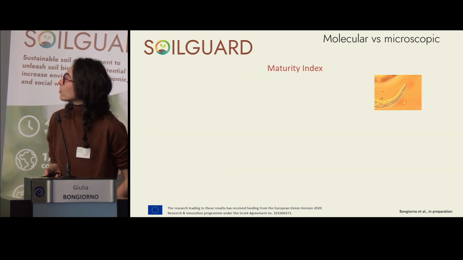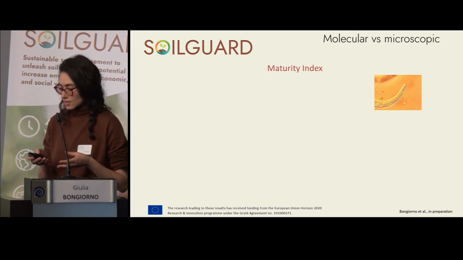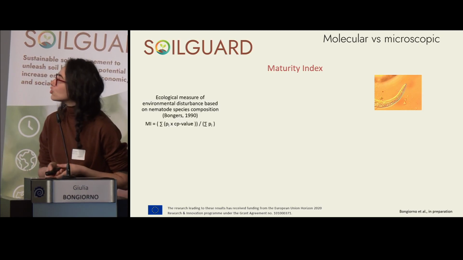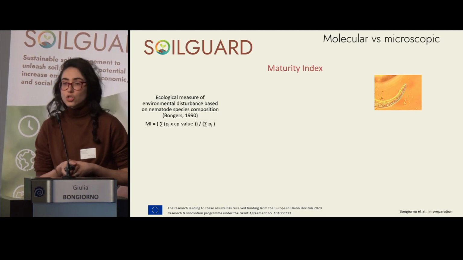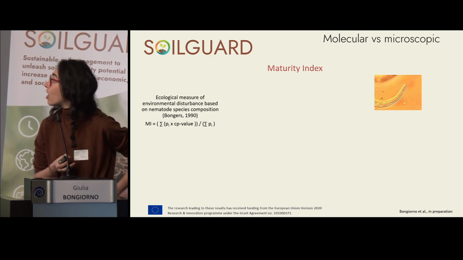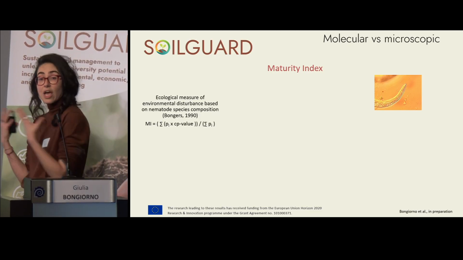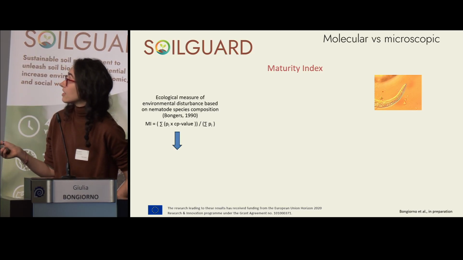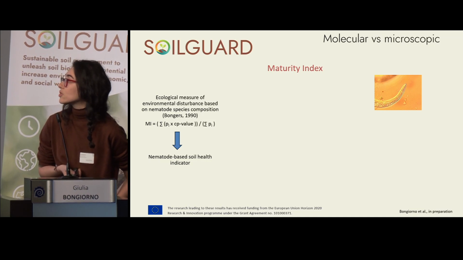And then when we look a bit more into functionality, there is the maturity index, an ecological measure of environmental disturbance, which is based on nematode species composition. So you can get an idea about the functionality of the system because of the characteristics of the nematodes that are present in the soil. This index is very much used as a nematode-based soil health indicator.